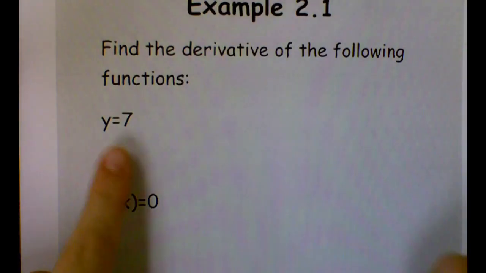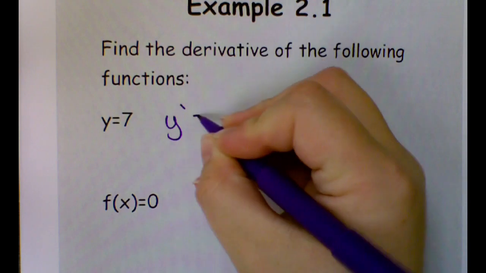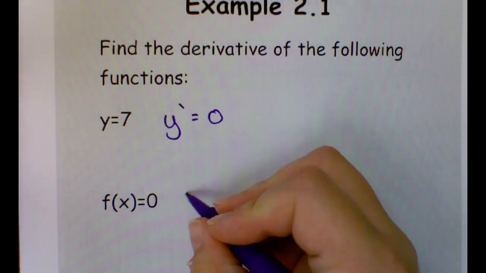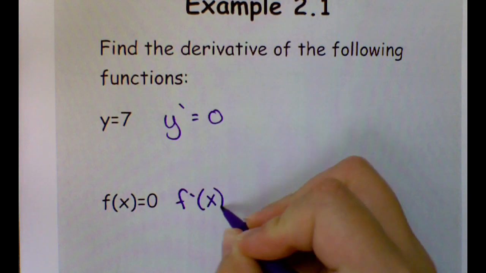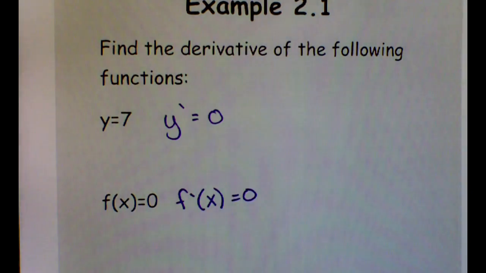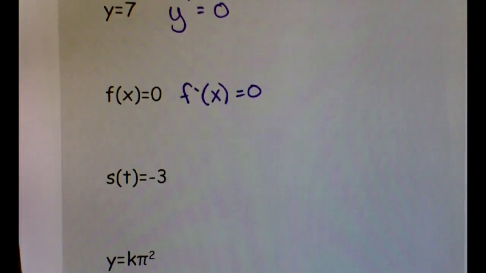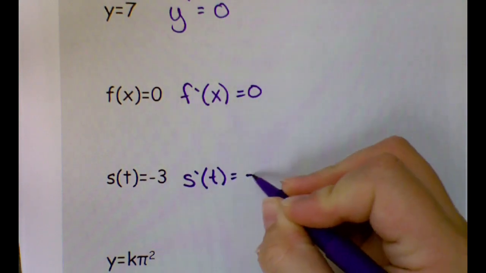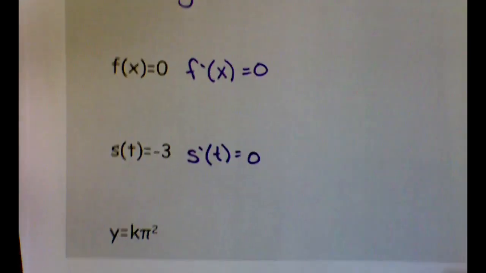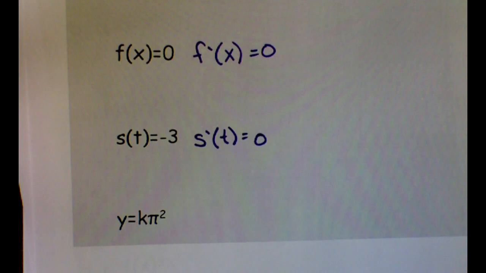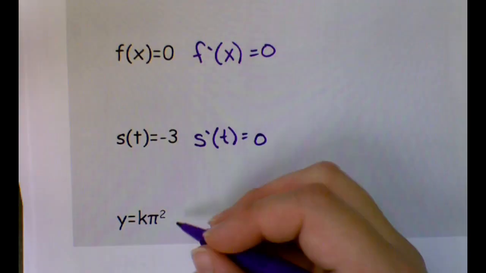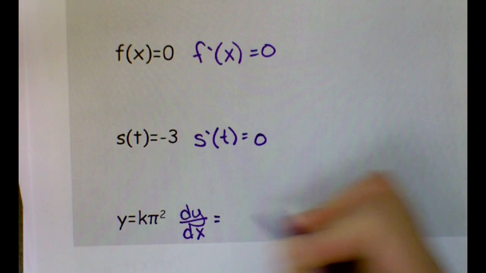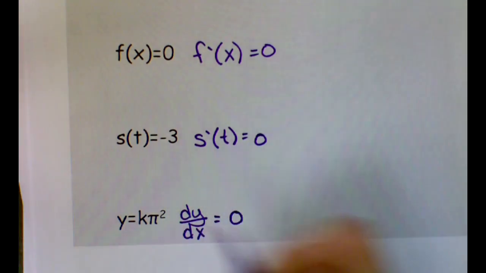The derivative of y equals 7, we could call it y prime, equals 0. If f of x equals 0, the derivative, f prime of x, is also 0. S of t equals negative 3, the derivative, s prime of t, equals 0. And the derivative of y equals k pi squared, let's call it dy dx, it's still 0 because that is all just a constant.